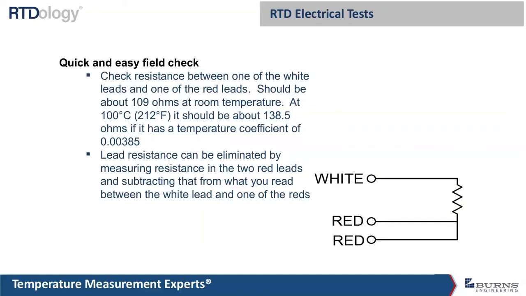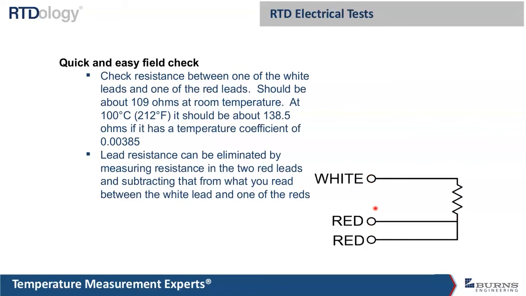So if you were to go in and measure the resistance between these two red leads, what that does is it approximates the lead resistance between the red lead and the white lead, which includes the platinum sensor here. So you would just subtract what you measured with the two reds from what you read between the white and the red lead, and that way you're left with just the little platinum sensor resistance. And that should be about 109 at room temperature. If you have a hot block that you can put it in, it should read about 138.5 ohms.